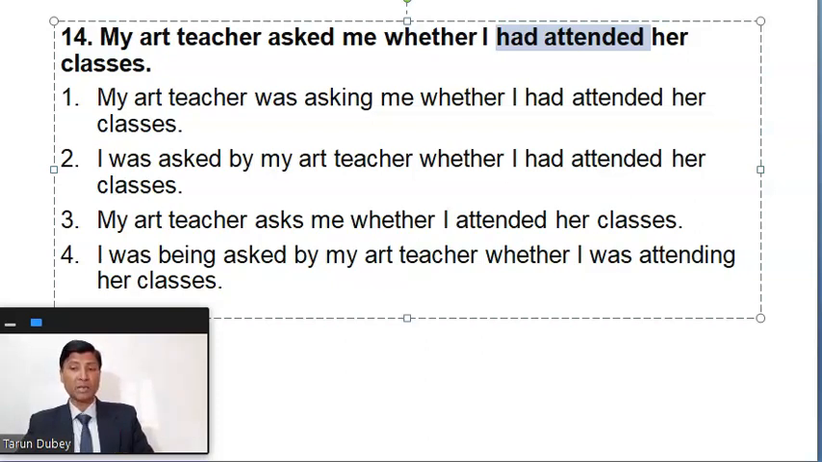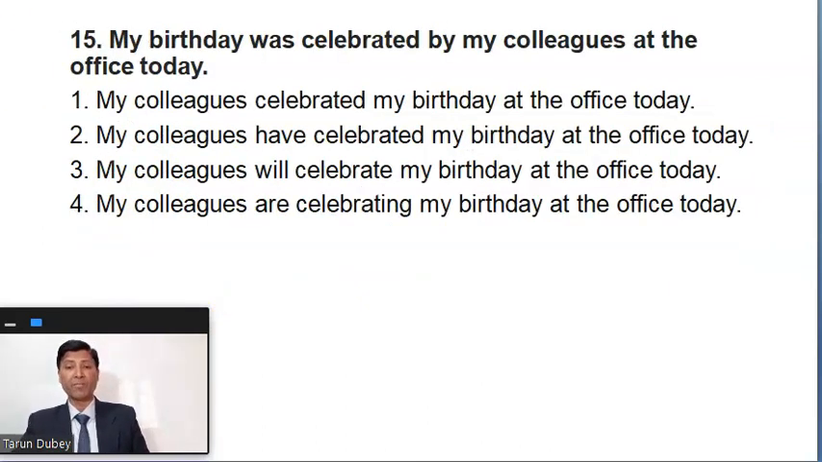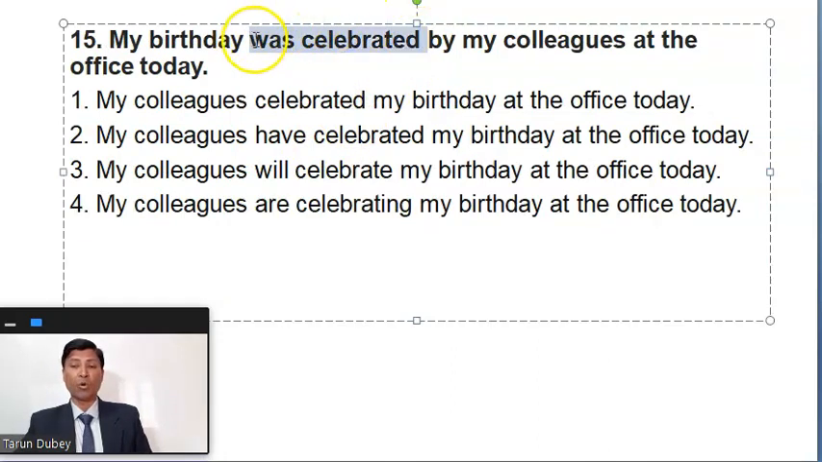Let us see where is was asked and had been attended. So here was asking, wrong. Here it is I was asked, okay. Here it is I had asked, can be the correct answer. So here it is asks me, wrong. Here it is was being asked, that means my answer is true. Now look at question number 15. My birthday was celebrated. This is the keyword. Was plus V3. Why should I read here and there?